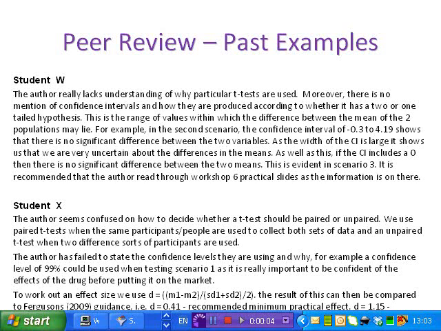Okay, some examples now of peer review feedback that was given on the scenarios with our t-tests that we did last week. This student here gives some pretty good feedback. It talks about a description of what the confidence interval is. It's the range of values within which the difference between the mean of the two populations may lie.